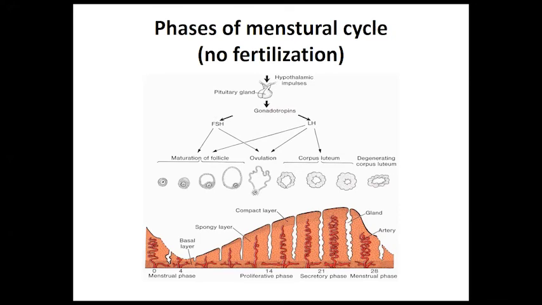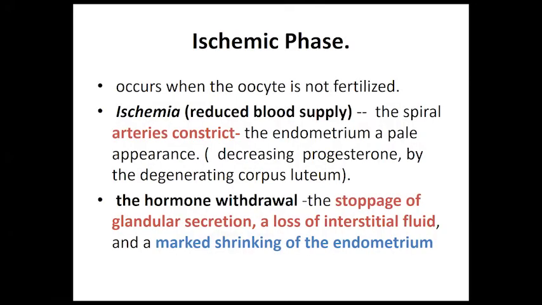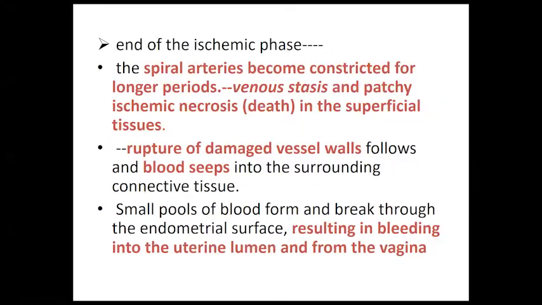So you can see the increase and decrease in the height of the endometrium and the changes; that is because of the hormones. This again is the ischemic phase, which occurs when the oocyte is not fertilized. Ischemia, reduced blood flow, spiral arteries constrict, pale appearance, progesterone decreasing as the corpus luteum degenerates. Hormone withdrawal, stoppage of the glandular secretion, loss of interstitial fluid, marked shrinking of the endometrium, and that results in bleeding. At the end of the ischemic phase the vessels become constricted for longer periods, gradually intermittent. Venous stasis, patchy ischemia, the tissue falls off, and the damaged vessel walls rupture, followed by blood seeping into the surrounding connective tissue.